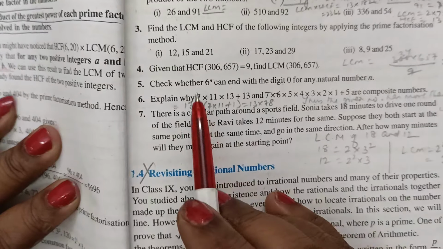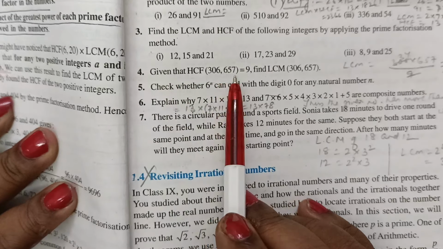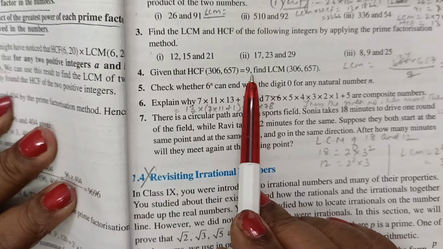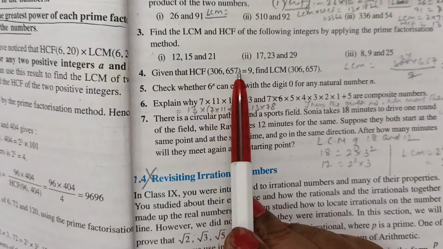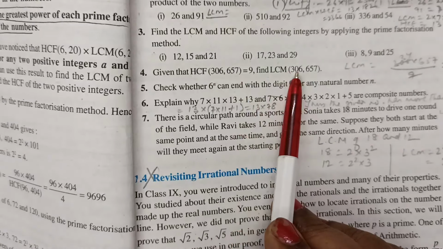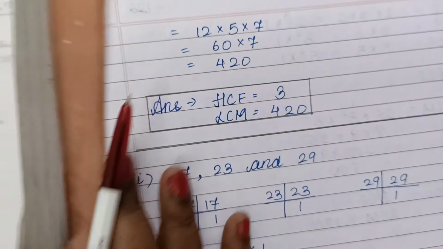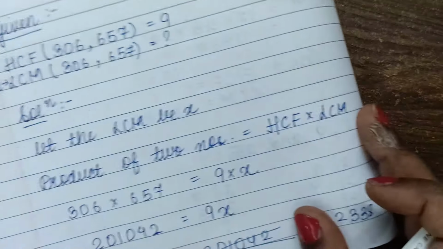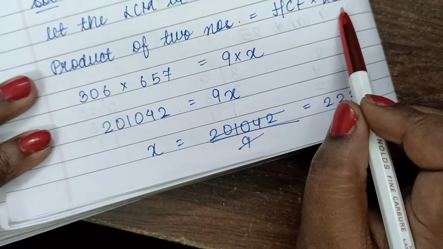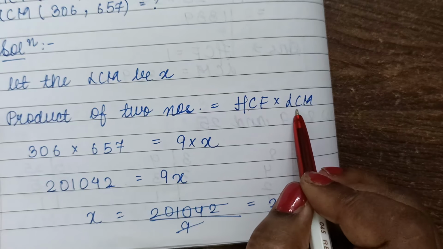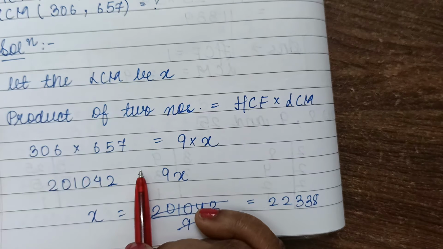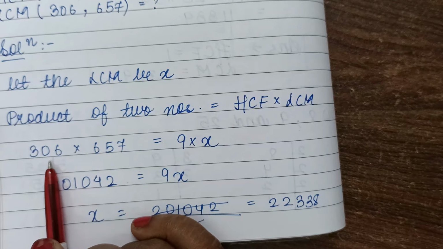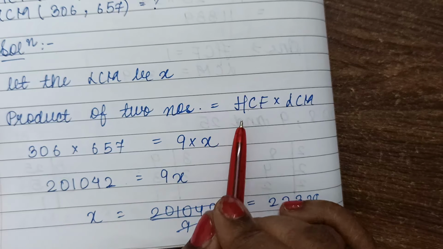Now question number 4. Given that the HCF of these two numbers equals 9, find the LCM of this. Okay, so these two numbers are given, the HCF is given, you have to find out the LCM. Now you already know the formula: the product of two numbers equals HCF into LCM, isn't it? So LCM will be equal to the product of two numbers divided by HCF. So it will be 306 into 657 divided by 9.